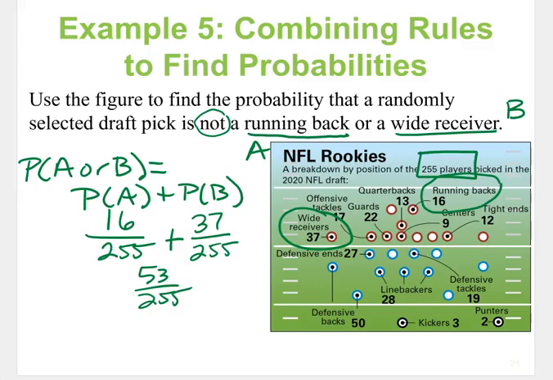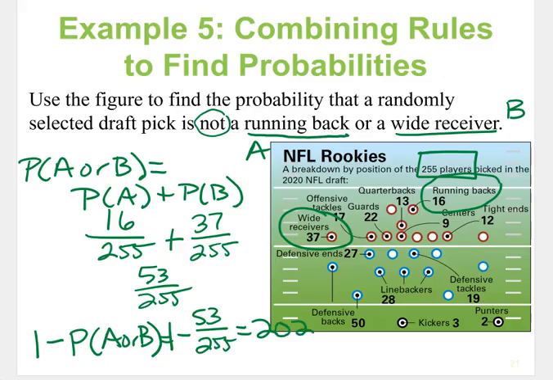I'm not trying to find the probability that I had a running back or a wide receiver. I am trying to find the complement. So my complement is going to be 1 minus the probability of A or B. So 1 minus 53 over 255 is going to be 202 over 255, and again, if you put that as a decimal, that is 0.792. So notice we had to combine both our addition rule and our complement rule to make this problem work, and that's the type of problem that you should be ready for, ones where you have to use all of your knowledge to get those together.